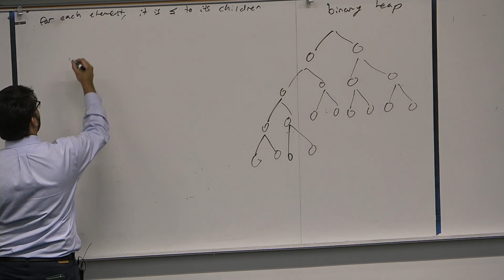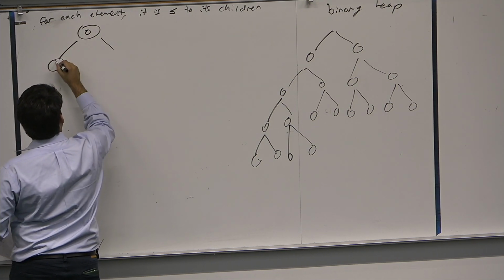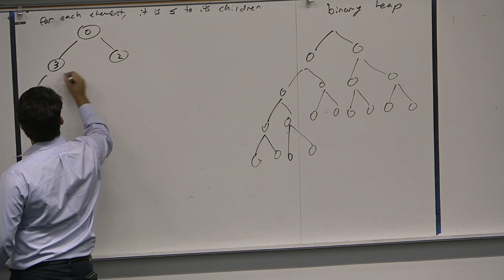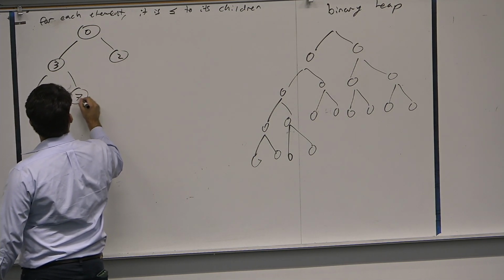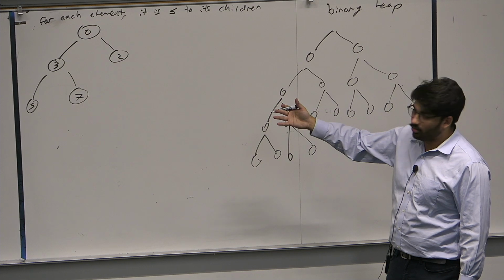So, for example, we could have something that looks like this. I don't know, 3, 2, 5, 7, let's say, right? So that's perhaps not an ideal looking heap, but let's say we have those few elements.